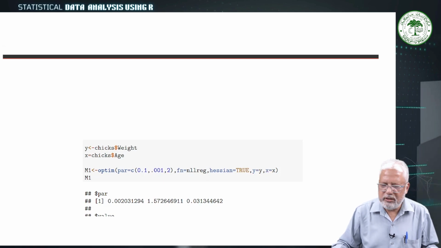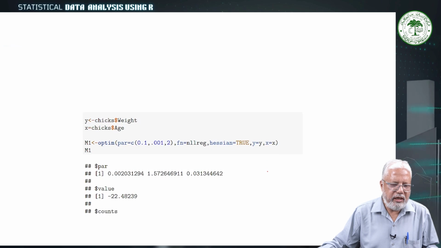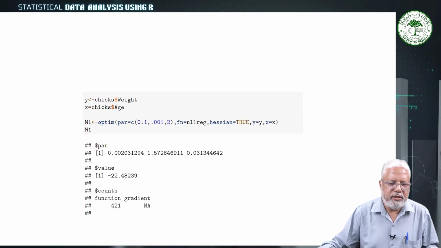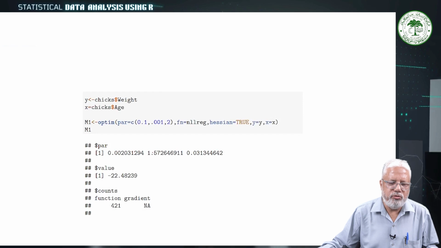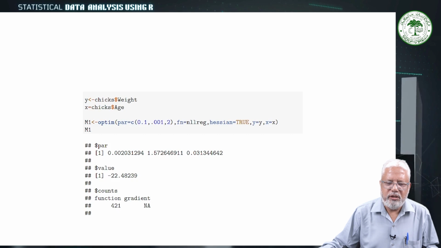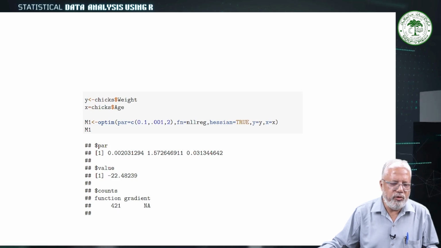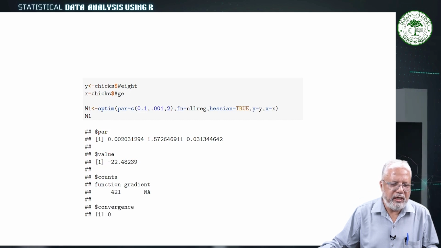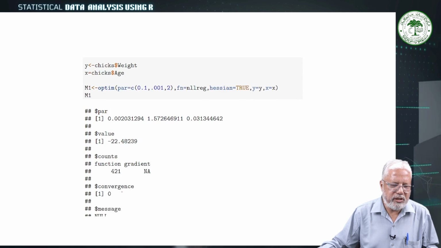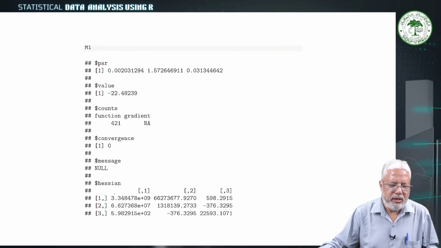So we have estimated these parameters. The ML estimator of beta naught is 0.00000020, the estimated value of beta 1 is 1.572, and the estimated value of sigma is 0.031. The value of the log likelihood at the optimum point is this, and convergence 0 shows it is significant.